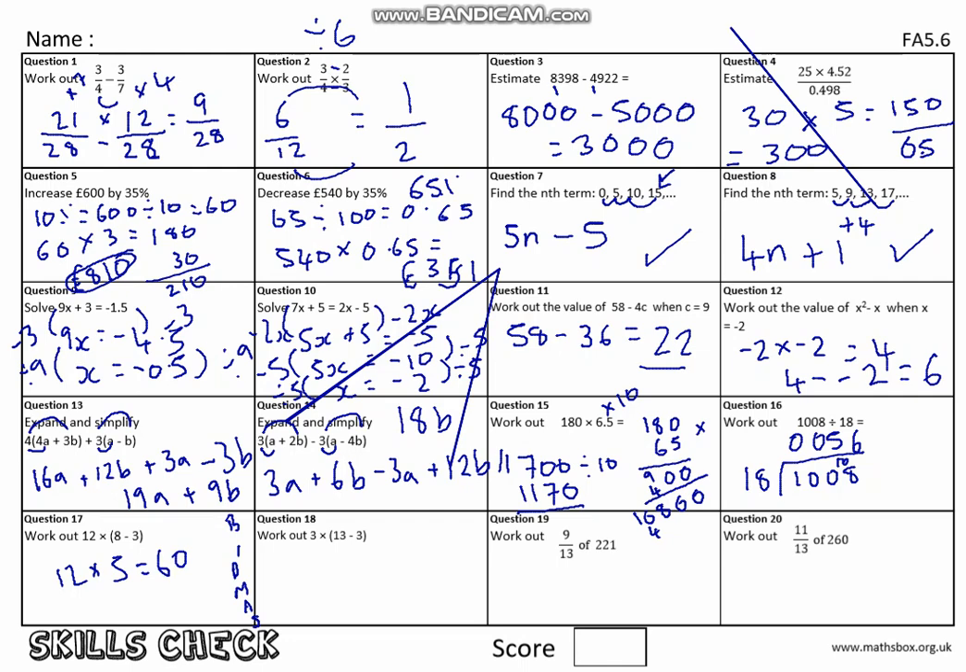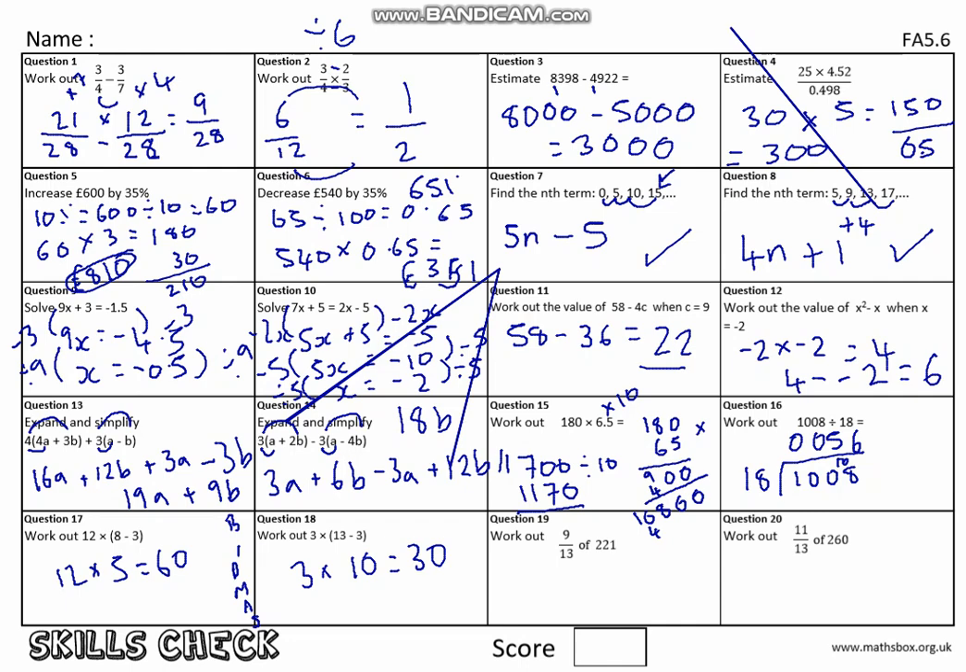Same for this one then, so we've got the brackets there first, so we've got to do 13 minus 3 to start with, which equals 10. Then we can do the 3 times 10, and that equals 30, okay, so that's our final answer there.